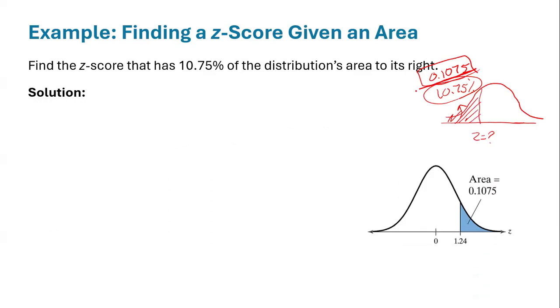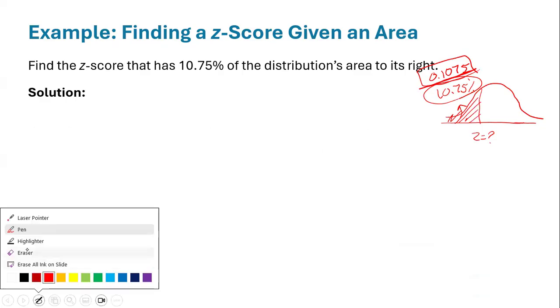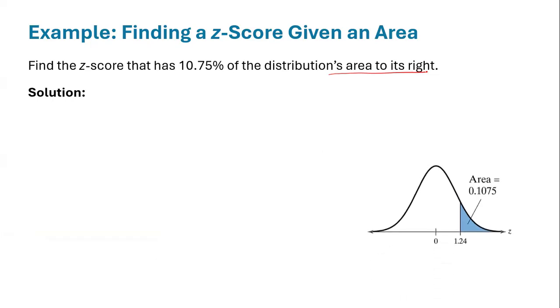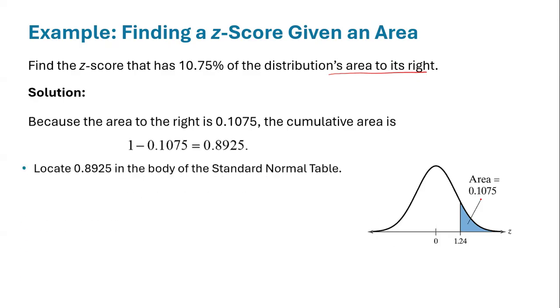Oh, to its right. Oh my God. I showed it to the left. So make sure that you don't make a mistake like me. When it says the area to the right, that means the area to the right must be 0.1075.